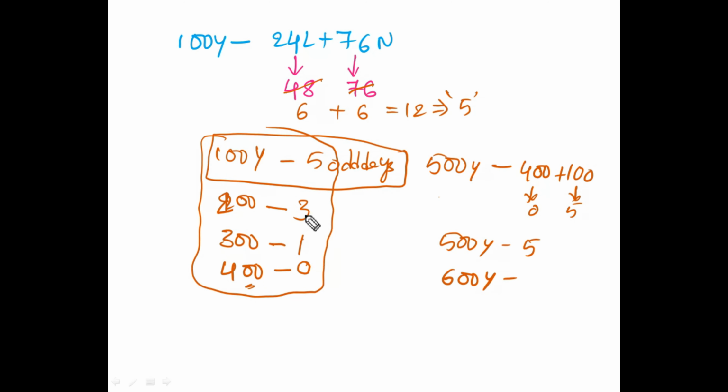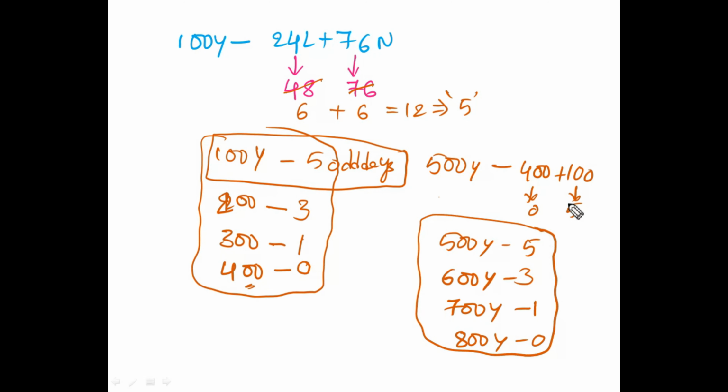up to 400, 0, plus 200, which is 3. 700 years consists of, yes, 1 odd day. 800 years consists of, yes, 0. First 400 years 0, next 400 years is also 0. Tell me 900. Yes, 5. So the 5, 3, 1, 0 cycle repeats.